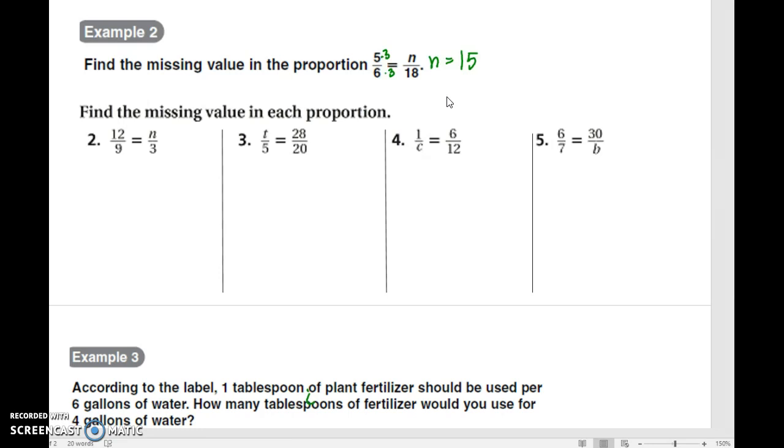Now that worked really slick and handy because they gave me numbers that are easy to work with, and they came out evenly. But guess what? As you get higher into math, they're not always going to be easy to work with, and they're not always going to come out even. So here's another method that we're going to use so that you're ready for those bigger numbers when they come. And it's called cross products.